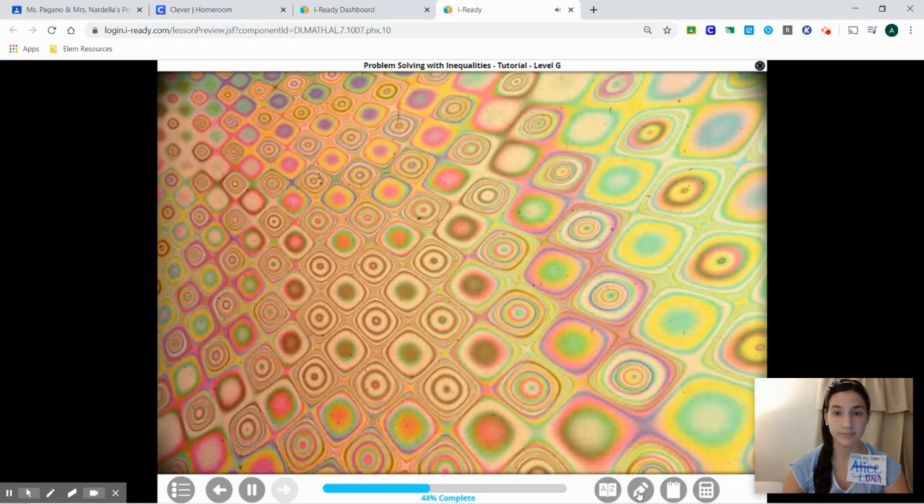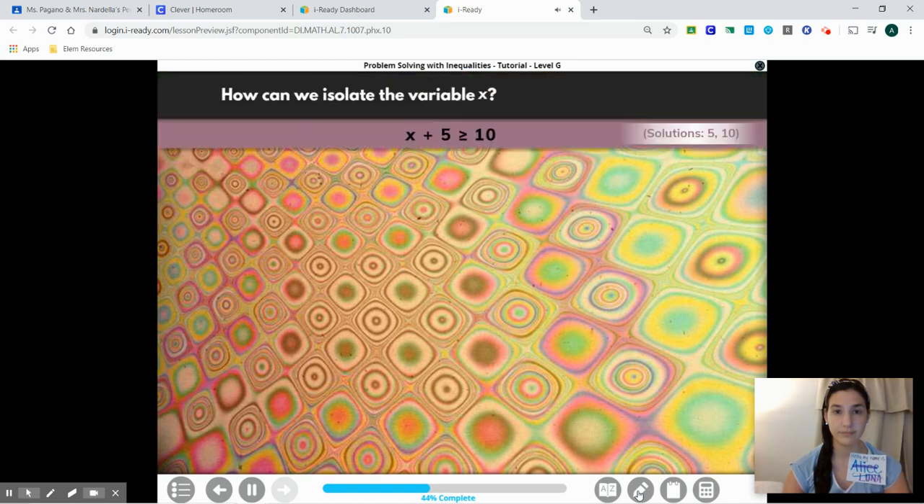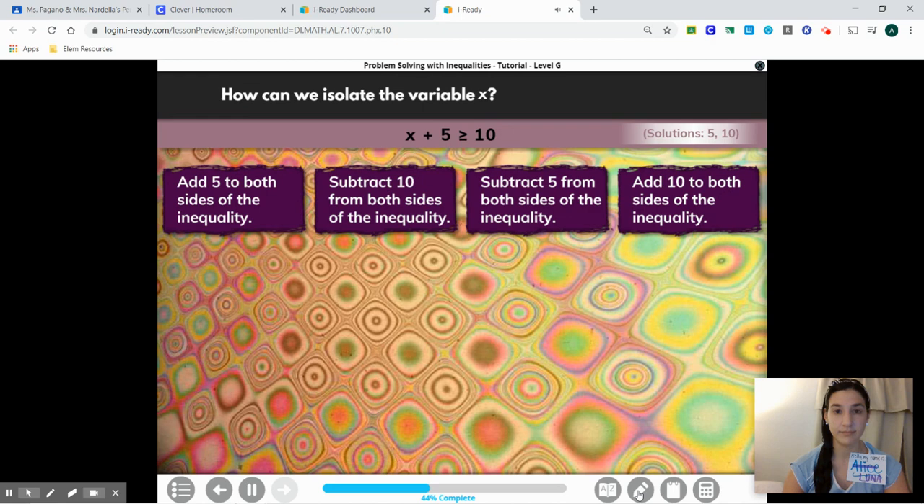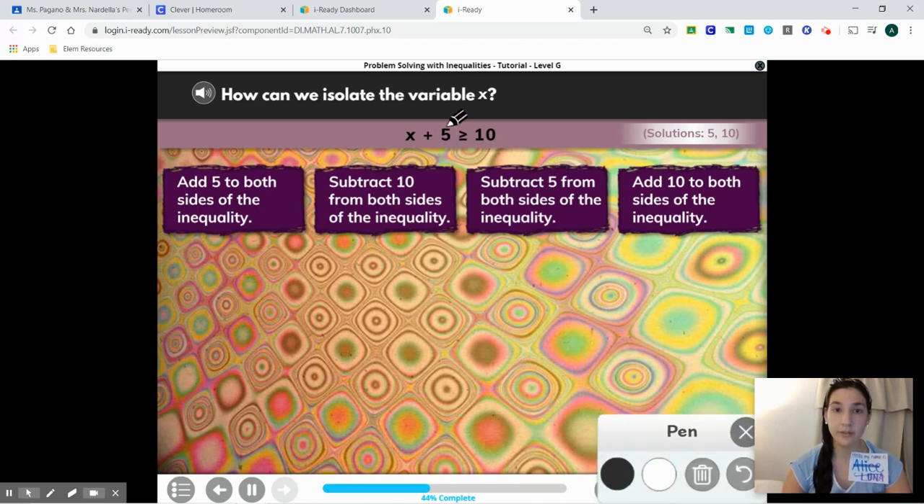Here it is. We have the solutions, 5 and 10. To find all of them, we need to isolate the variable x. How can we isolate the variable x? If we're going to solve this like a regular equation, we would draw our equation line where the inequality symbol is, right here. So there's our scale line. Now we want to get the x alone.